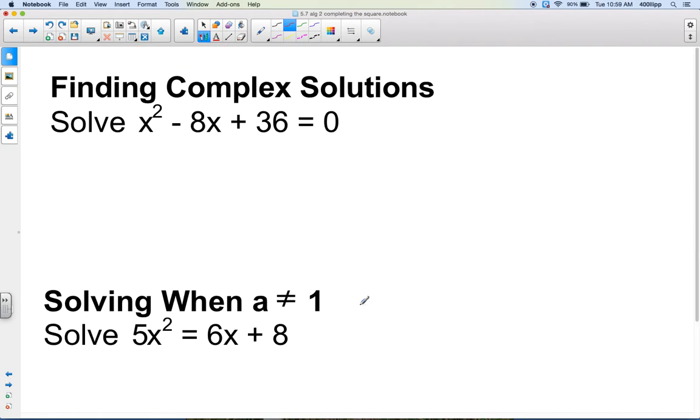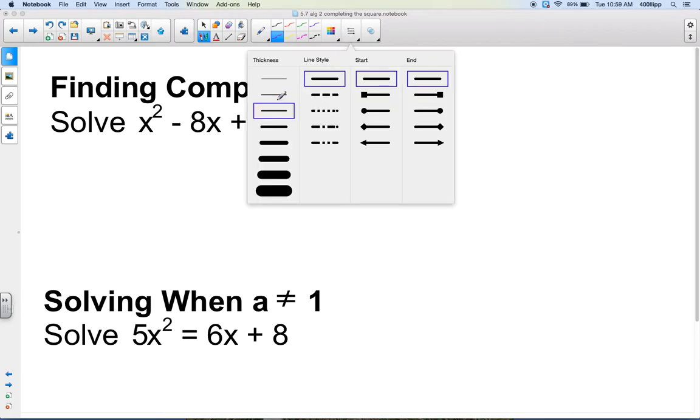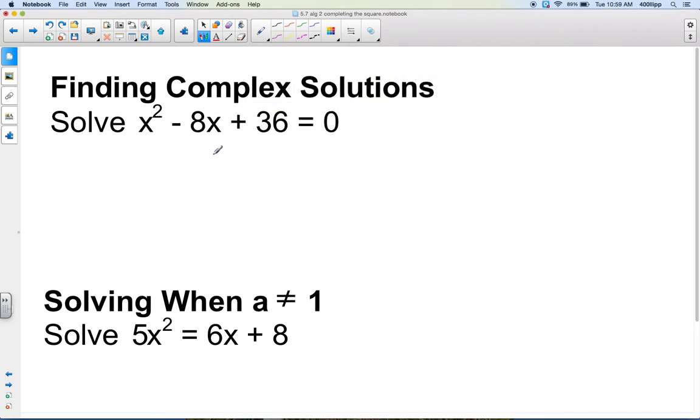All right, let's see what's next. Finding complex solutions. For finding complex solutions, we're going to do this the same way, except now we're going to get a complex solution, meaning there's going to be a value that is imaginary here. Okay, so let's see what we get.